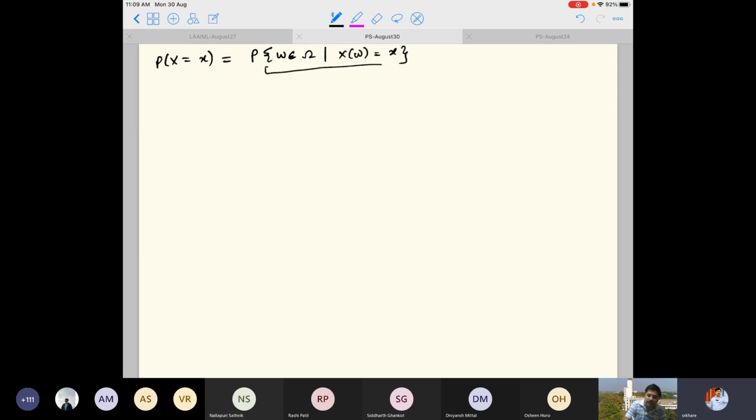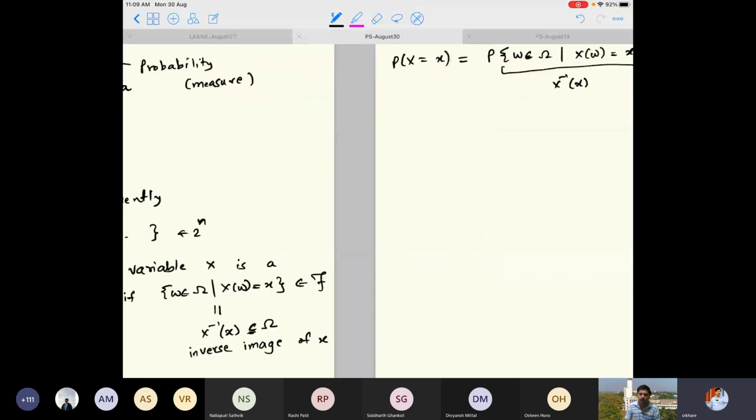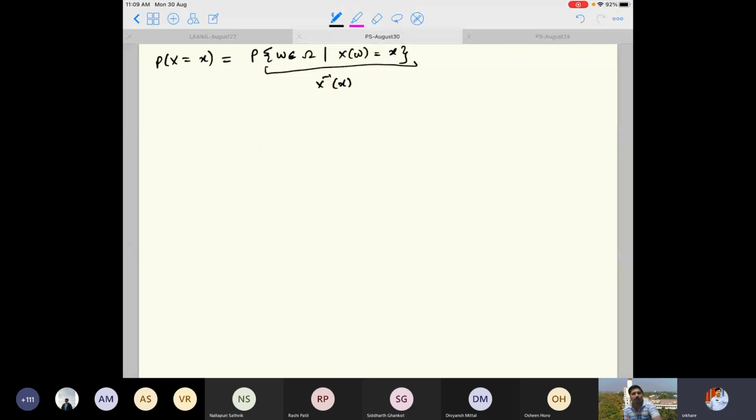Now this particular set, which is nothing but the inverse image of x, is basically the set that we insisted should belong to F. Now that this set belongs to F, according to the theory that we have seen so far, probability is already assigned to that particular set. So that probability is actually the probability that random variable X takes this value x. So is the definition of random variable clear?